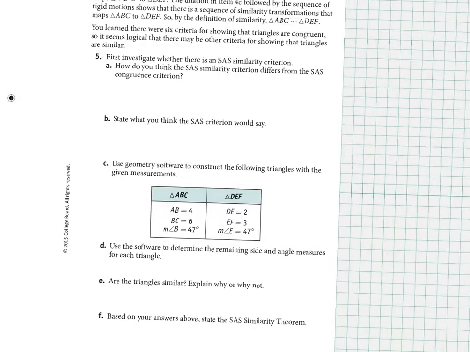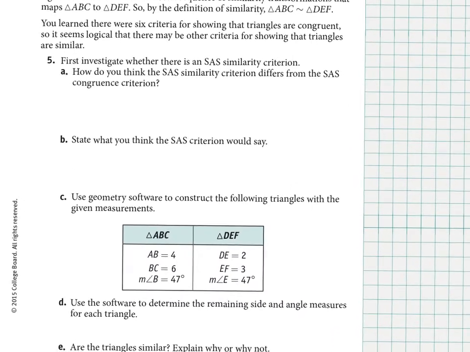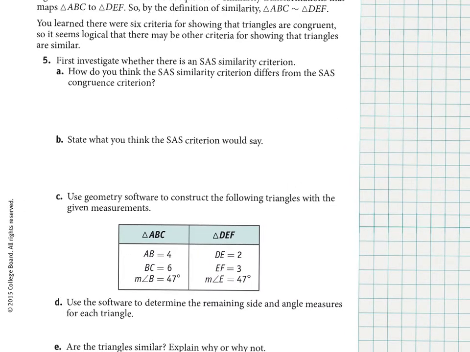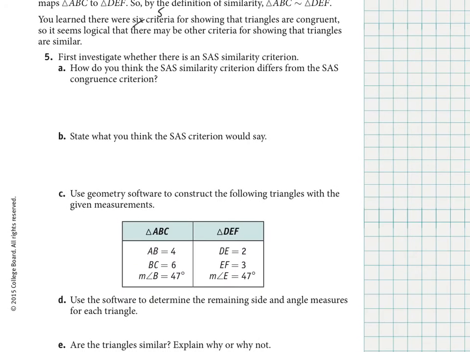All right, so we're going to zoom in here to number 5, just looking at the paragraph right above number 5. Okay, so you learned there were 6 criteria for showing that triangles are congruent. So it seems logical, well, we really only focused on 5 of them. So that's something to keep in mind. We only had 5 criteria for showing that triangles are congruent, okay? So it seems logical that there may be other criteria for showing that triangles are similar. So we're going to first investigate whether there is an SAS similarity criterion.